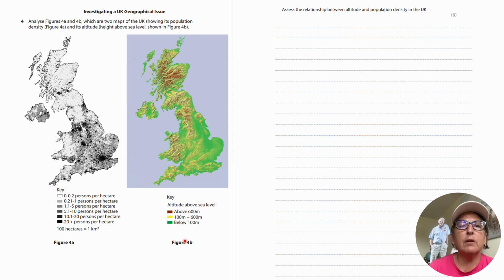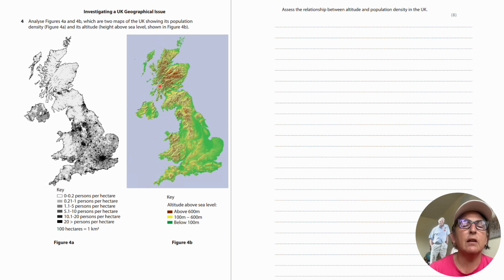On this next one, again, assess. So first we look at this. Analyse figures 4A and 4B, which show two maps of the UK showing its population density, and you've got a key here, use it, and altitude. So where the land is high or low. I told you that rock type and this idea of uplands and lowlands is really important, as well as where people live. Assess the relationship between altitude and population density in the UK.